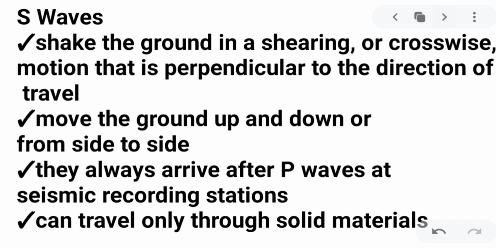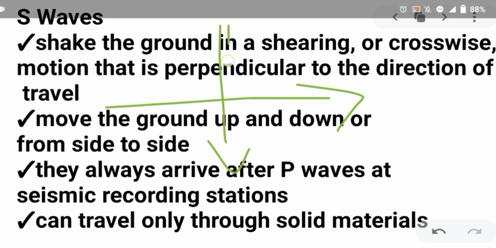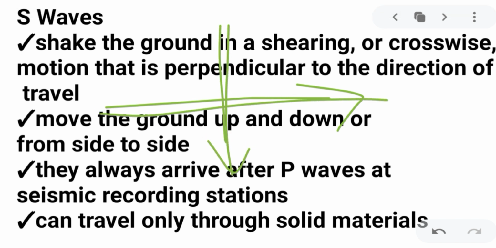Next, we have here the secondary waves or S waves. This shakes the ground in a shearing, pagpunit, or crosswise motion that is perpendicular to the direction of travel. Okay, so for example, yung travel mo ay papunta rito, perpendicular, ibig sabihin nag-create ng 90-degree angle, pababa, crosswise yan, hatiin niya yung perpendicular angle na yan. So when this happens, nagkakaroon ng splittage sa lupa.